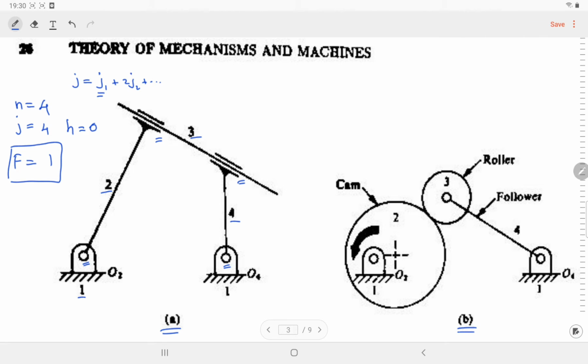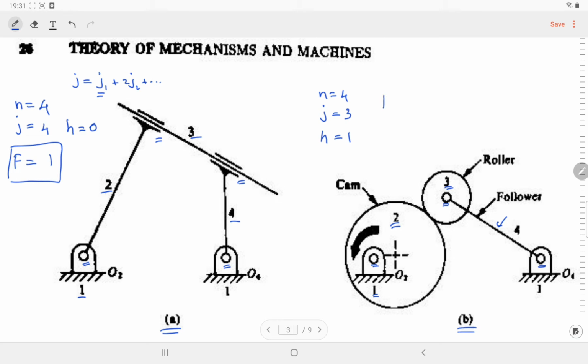And how many links? So fixed link is 1, and this cam is 2, and this roller 3, and this follower 4. Okay, so n is equal to 4. And what about J? So if you see between 1 and 2, it's a hinged one, and 3 and 4, it's hinged, so that's 2, and 4 and 1, it's hinged. So in total J is equal to 3, but 2 and 3, it's not a lower pair, it's a higher pair, so J is just 3, and H is 1. Okay, that's between 2 and 3.